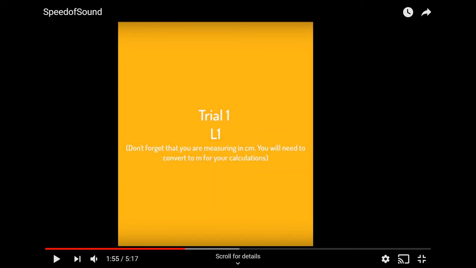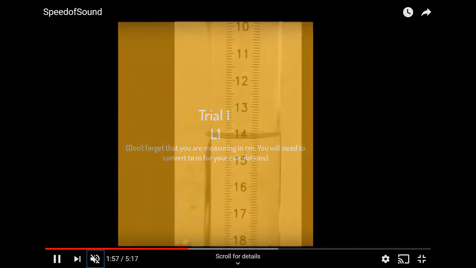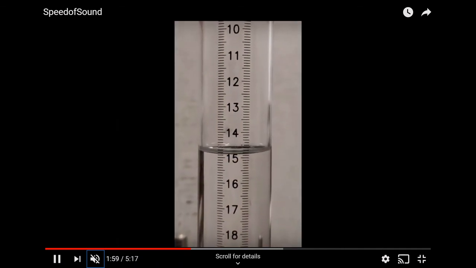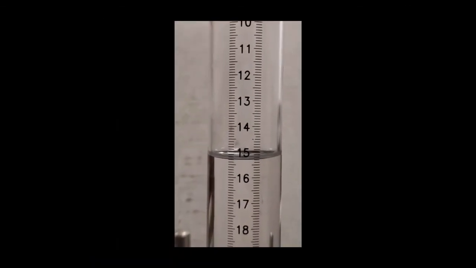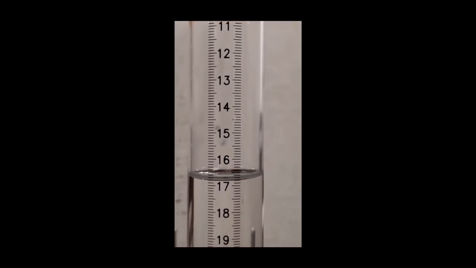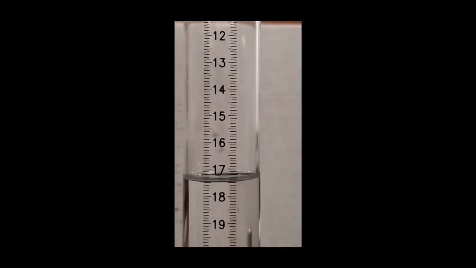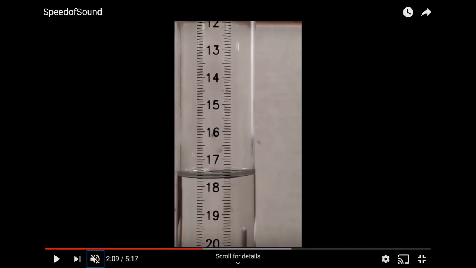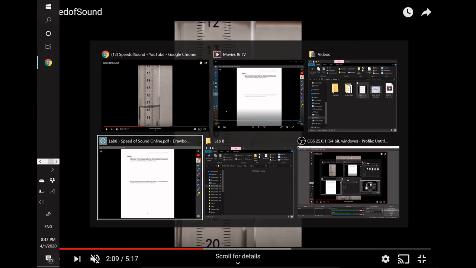Okay, and then here starts trial 1, measurement L1. You won't be able to hear the sound very well in this secondhand recording of the lab video, so I muted it anyway. But what happens is it's going to start quiet. You'll hear the tone get louder and louder. Right about this point, you'll hear it gets quieter and quieter. So that point was roughly 16.7 centimeters.